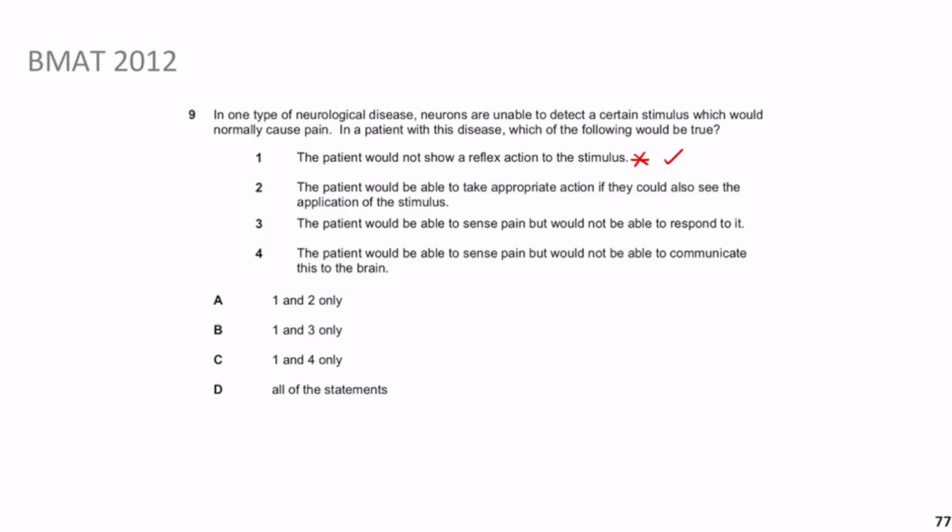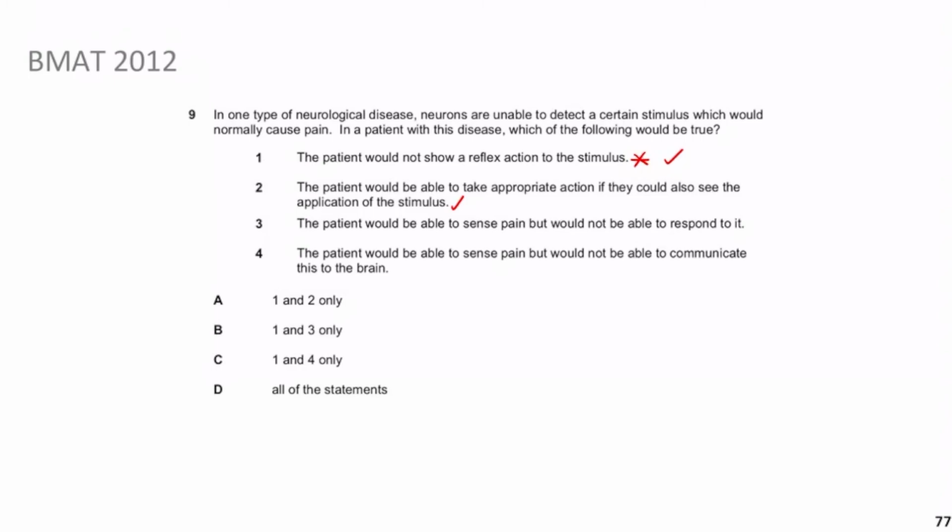That's true. It says, the patient would be able to take appropriate action if they could see the application of the stimulus. Yes, this is true. So if they see it, then that's essentially the eyes and therefore the brain would figure out that something's going on. So you still have the sensory arc through vision. So through vision, that's not affected. But if you're only feeling it, that's going to be affected because you can't feel pain. But you can see it.